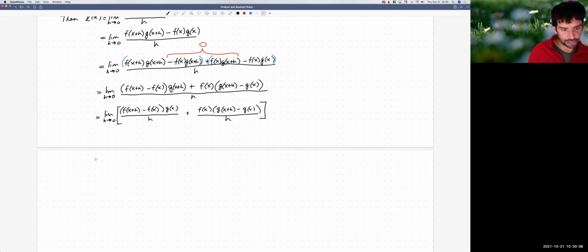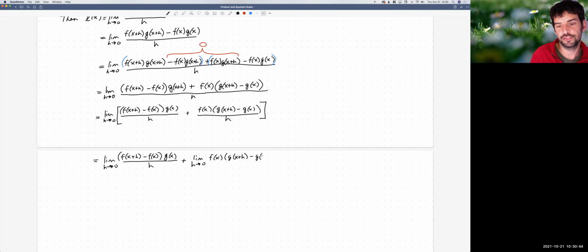Then I can use some limit laws. I can split this limit up onto these 2. We've got a sum of limits is a limit of sums. Sorry, a limit of sums is a sum of limits, is how I should have said that. Minus f of x times g of x all over h plus the limit as h goes to 0 of f of x times g of x plus h minus g of x all over h.